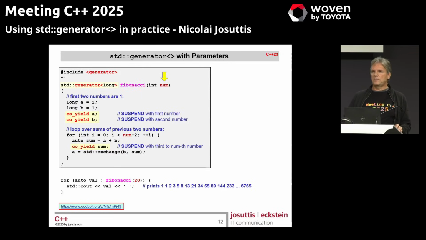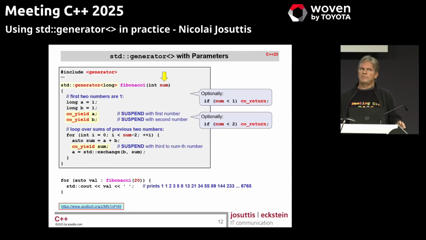0 or negative or 1 or 2? How should we deal with that? Well, 2 will work, but 1 will then maybe not do the right thing. You might not see that after the first one you have the end. You can optionally add a statement saying if the number is less than 1, let's immediately co_return. That's a way to end the coroutine.